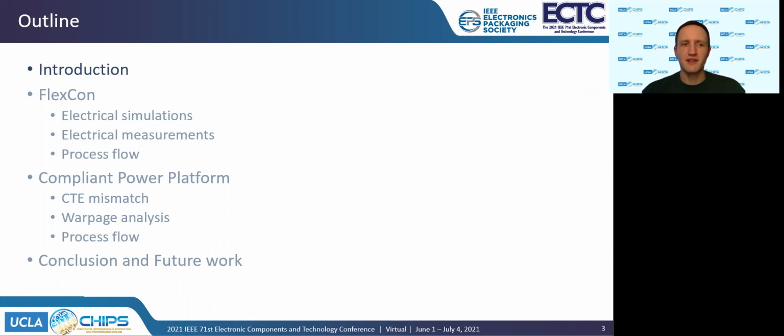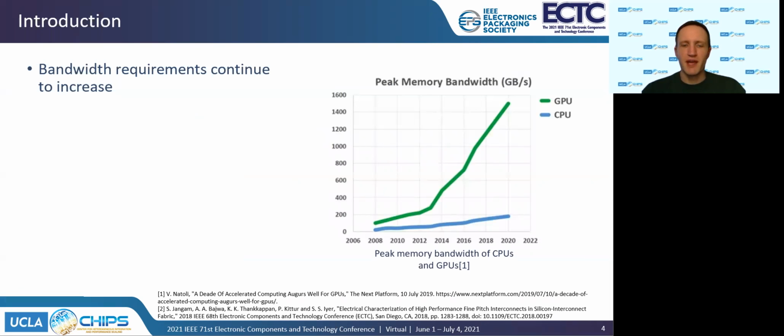So moving on to the introduction. Bandwidth requirements have been steadily increasing over time, which we see as an example in the figure to the right for peak memory bandwidth for CPUs and GPUs since 2008. Example applications which are currently driving this trend are high-performance computers, artificial intelligence and machine learning, and systems on wafer.